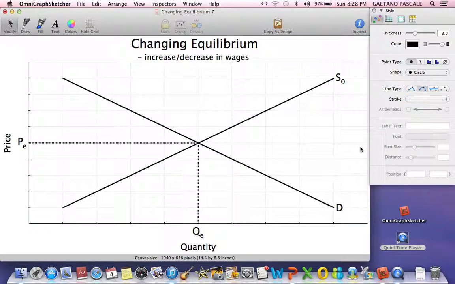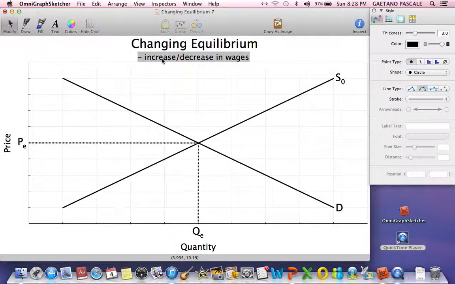We've completed the analysis of changing equilibrium from the demand side. We're going to shift our focus over to the supply side. It is important for this part for you to remember what the determinants of supply were. As we discussed previously, determinants of supply are the cost of doing business, whether it's wages, cost of capital, or any changes in taxes or regulation.